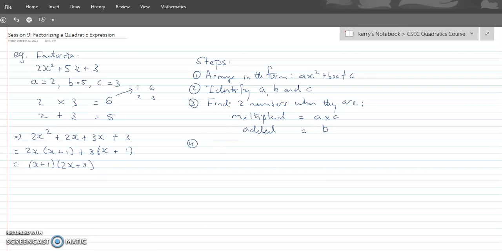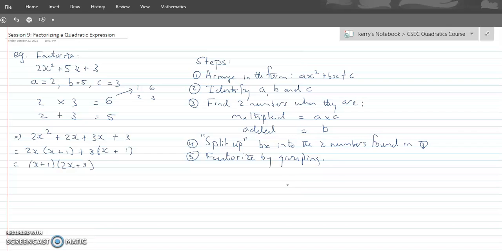I promise you. Right? Your next step now is to split up. Now, this is not a mathematical term, of course, right? But I'll put that in inverted commas. So split up bx, that's this term here, into the two numbers found in step 3. Step 5 now is to factorize the pairs, or factorize by grouping, right? And that's it. You factorize by grouping completely, right? So these are your steps.